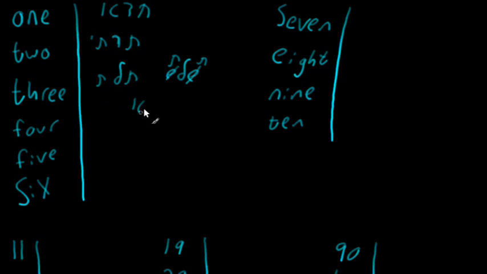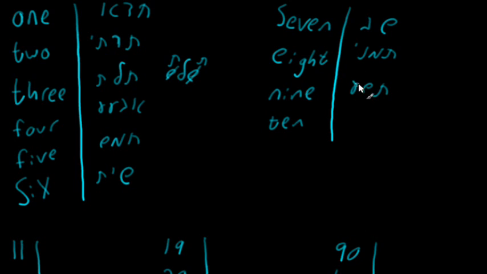We have arba is 4. This is identical to Hebrew. Arba is 4, chamesh is also identical in Hebrew. 6 is shis. Okay. 7 is shave. Okay. 8 is temane or timane. Okay. 9 is tisha. Very similar.